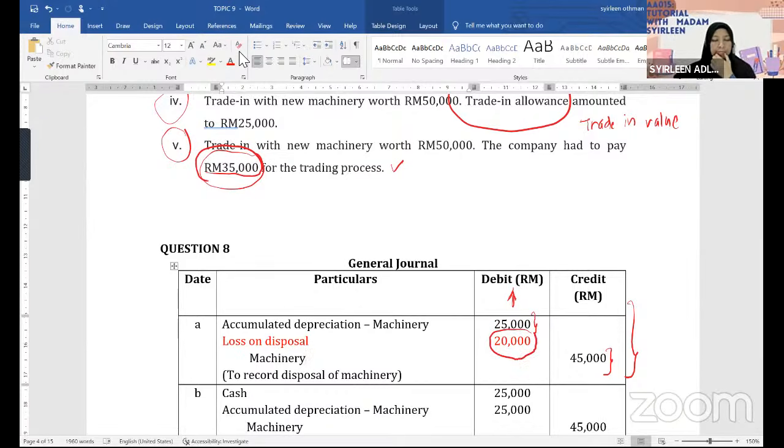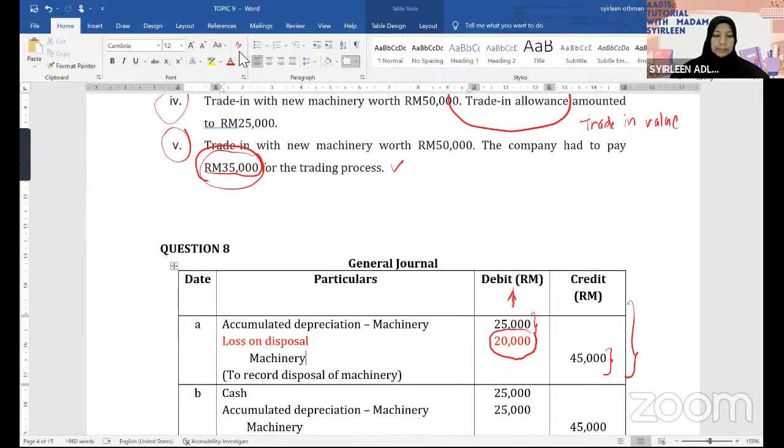So apabila dia berada di sebelah debit, maksudnya dia ialah expenses, which is actually your loss on disposal. So catatan tu akan berada di sebelah debit. That means saya akan debit accumulated depreciation for the machinery because I am closing the accumulated depreciation account. And then saya akan tutup account machinery, so I akan credit machinery 45,000. Okay, so that's how I do the disposal for the machinery.